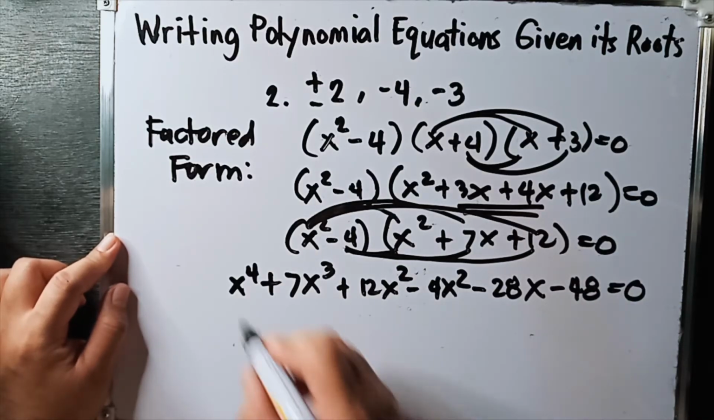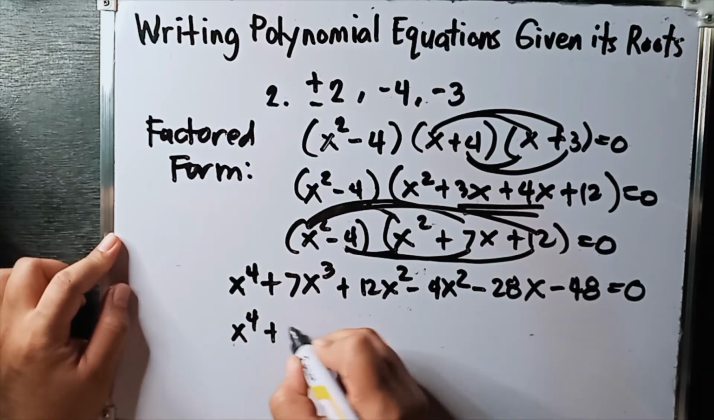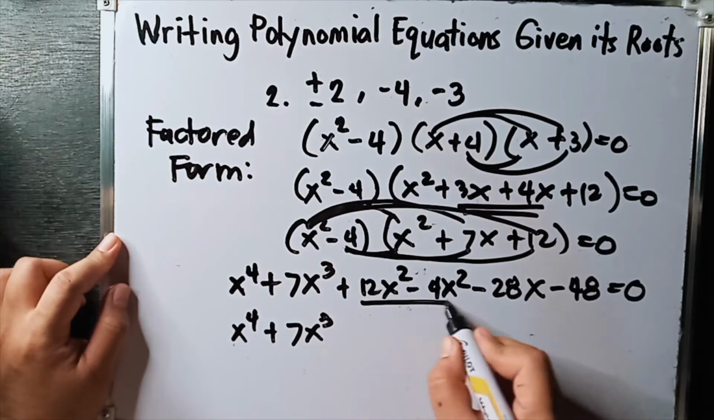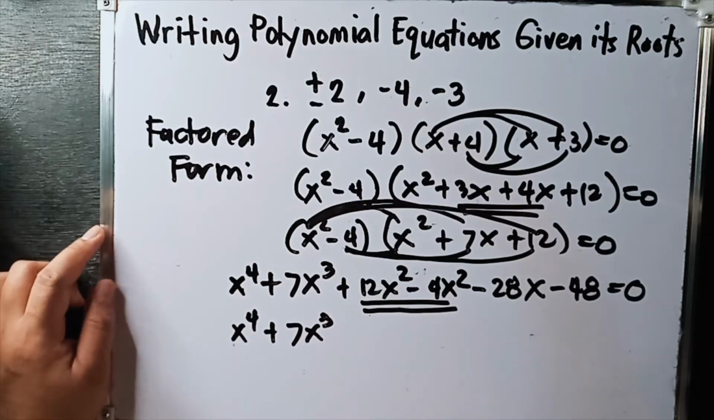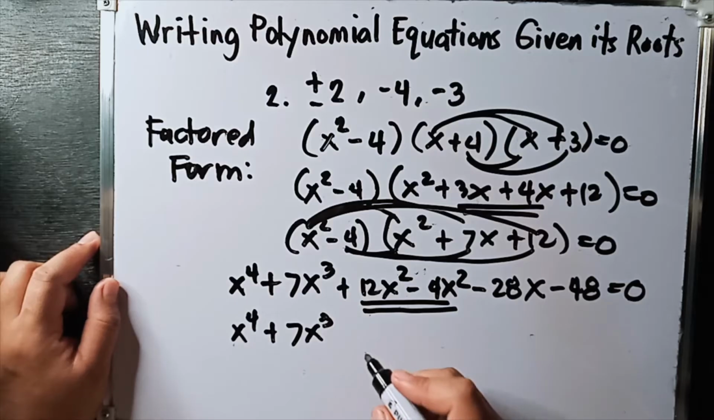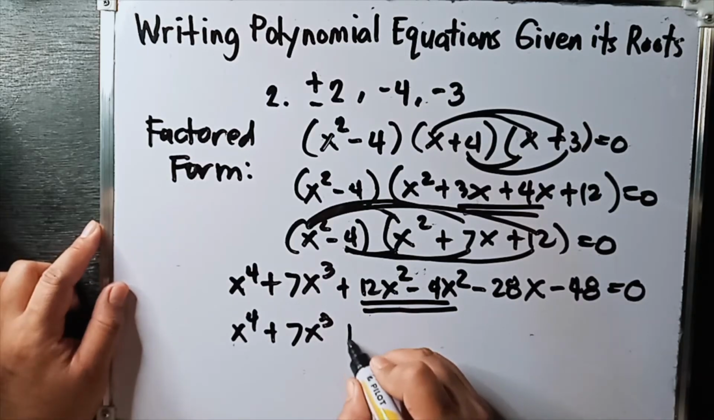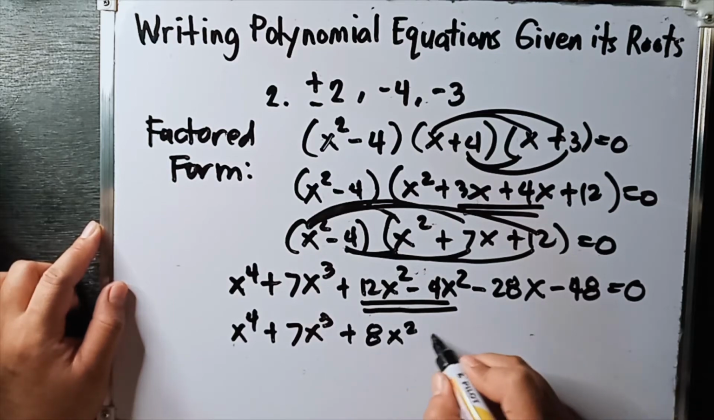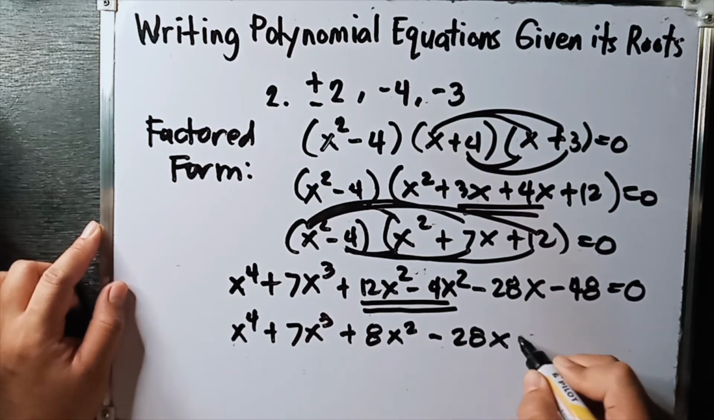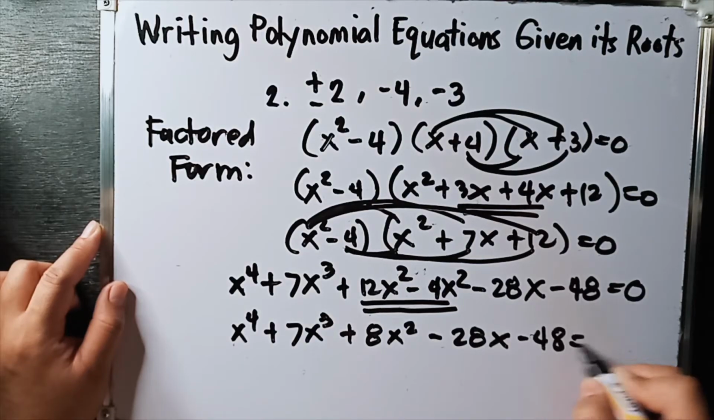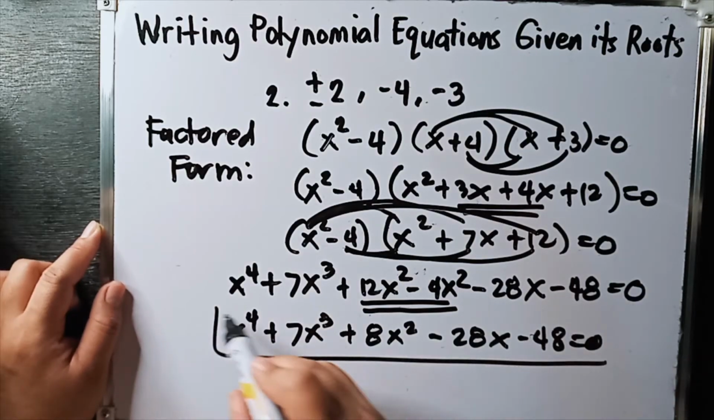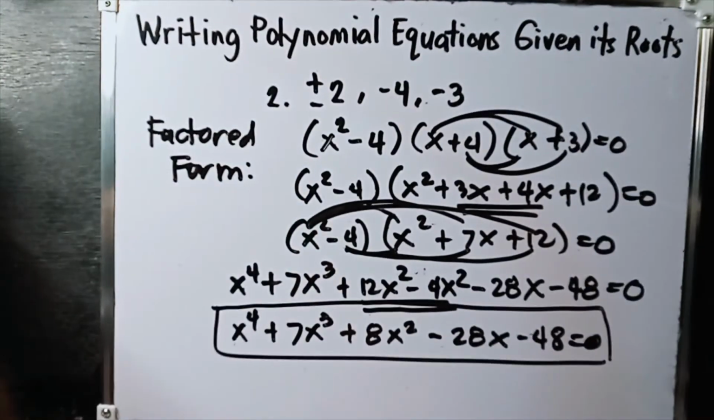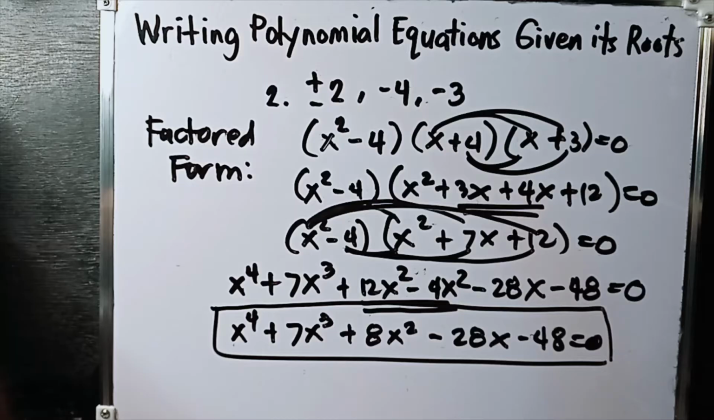Then combining similar terms, so you just bring down x to the 4th plus 7x cubed. And then you're going to combine this. 12x squared minus 4x squared is positive 8x squared. And then you bring down negative 28x minus 48 equals 0. So this is now the polynomial equation with the roots positive negative 2, negative 4, and negative 3.